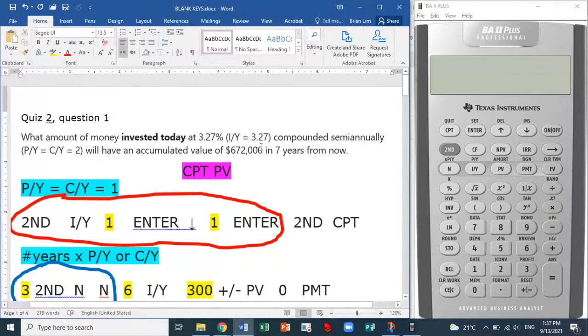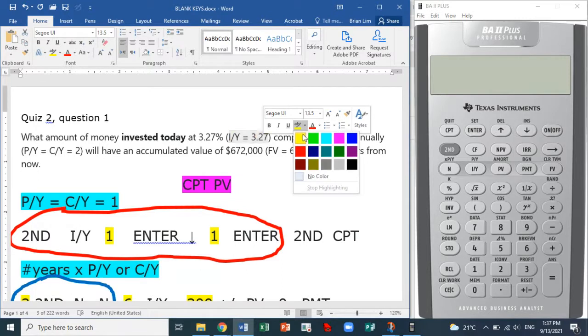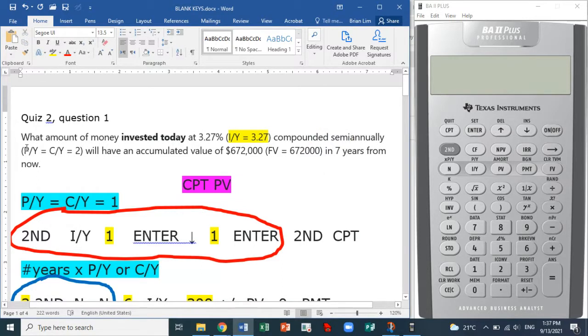Okay, we'll have an accumulated value of $672,000, so that would be the future value equal to 672,000, in 7 years. So let's highlight the pieces of information that we need to do this question, and we will get it done shortly. So 7 years is also important, and we will be using that.